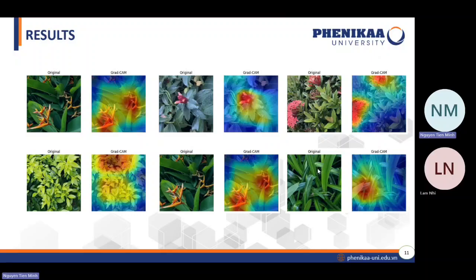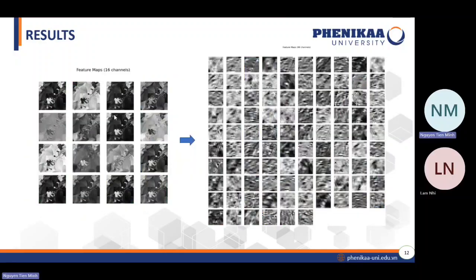However, in some examples, the activation spreads partially to surrounding leaf or background regions, suggesting that the model may not be perfectly localized and could still be influenced by irrelevant information. Overall, the Grad-CAM results provide good interpretability, showing that the model's predictions are generally guided by the correct regions of interest. And this is a visualization of a feature map in the intermediate layers.